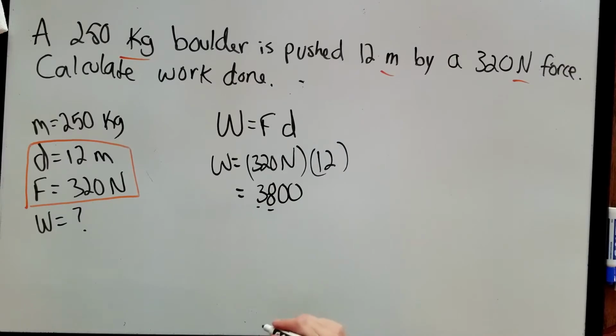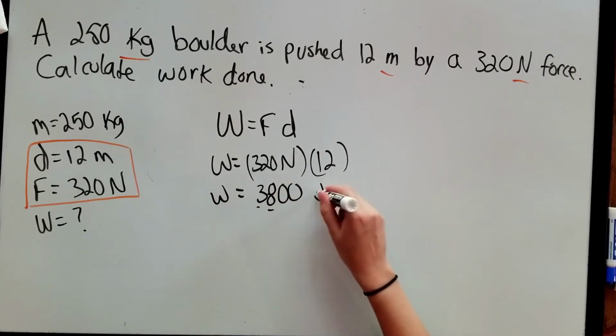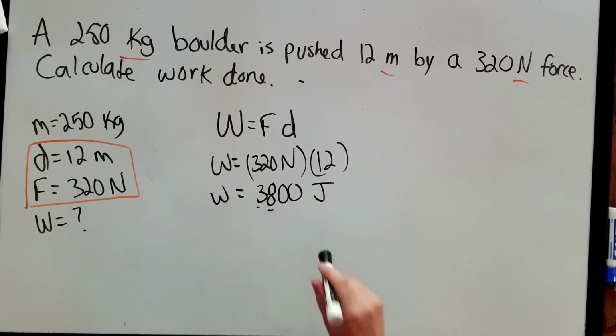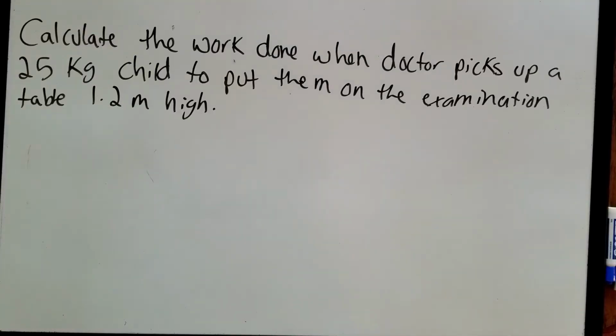What are the units on work? It's going to be J, joules, because remember, work is a type of energy, just like kinetic energy and potential energy, and they all have the same units since they're all forms of energy. In this case, joules.